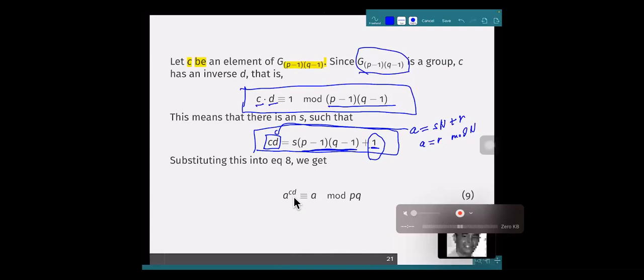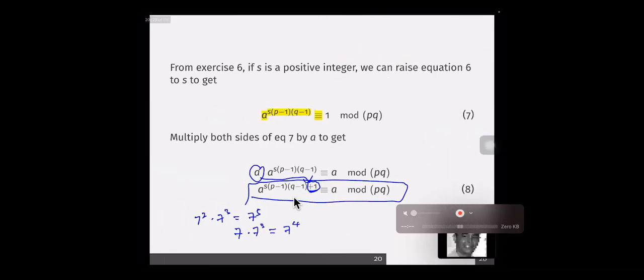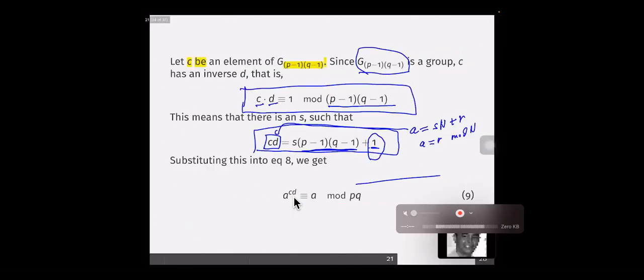Let's take a look at the previous slide. Take a look at the right side, guys, and the left side. If you go back, the right hand side is actually just the exponent of A. So S(P-1)(Q-1) plus 1 is actually equal to C times D, according to this. Therefore, A raised to the C times D is equal to A.